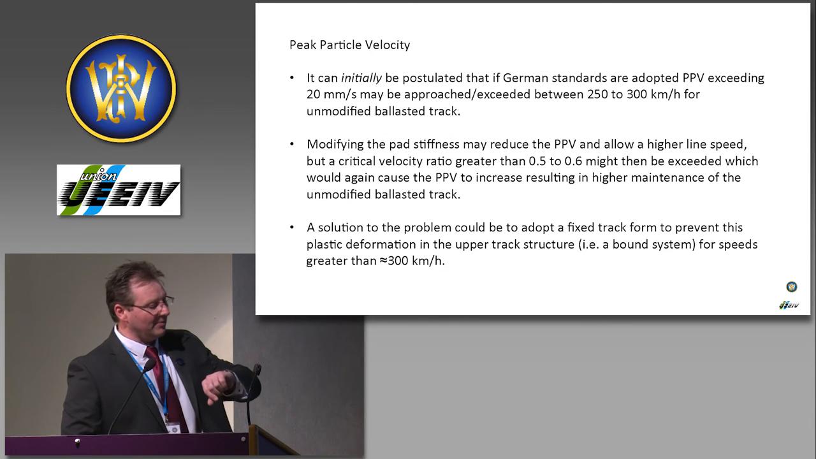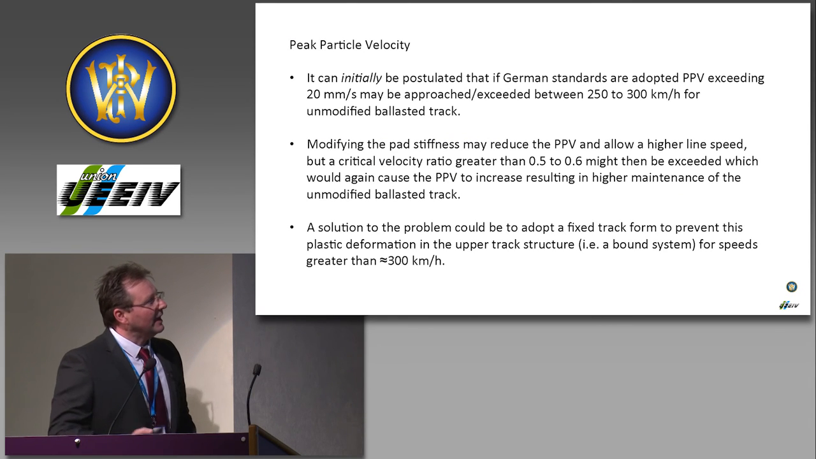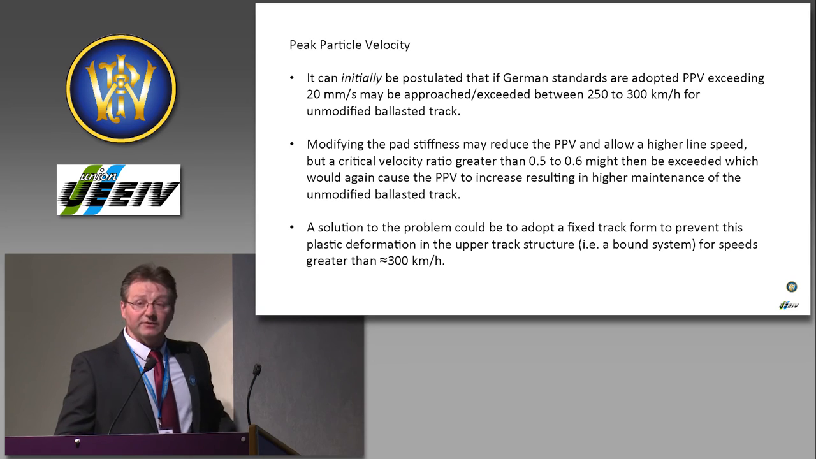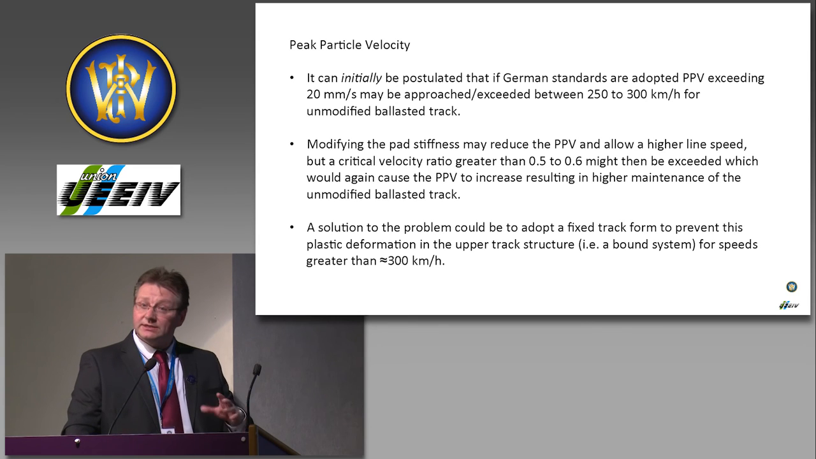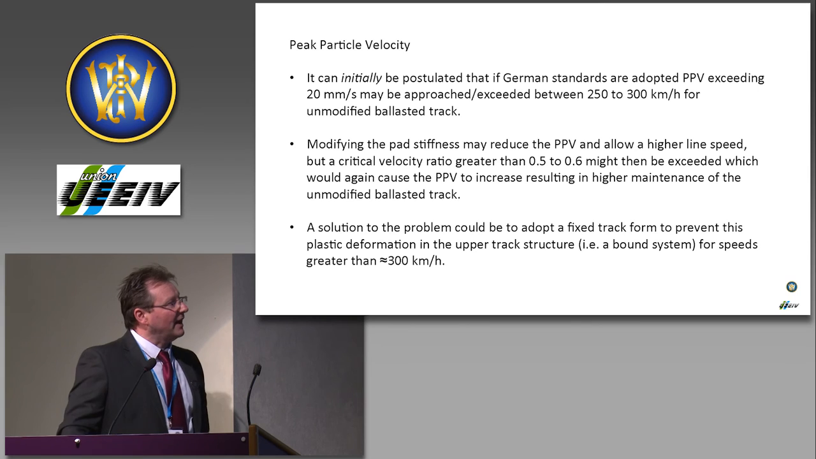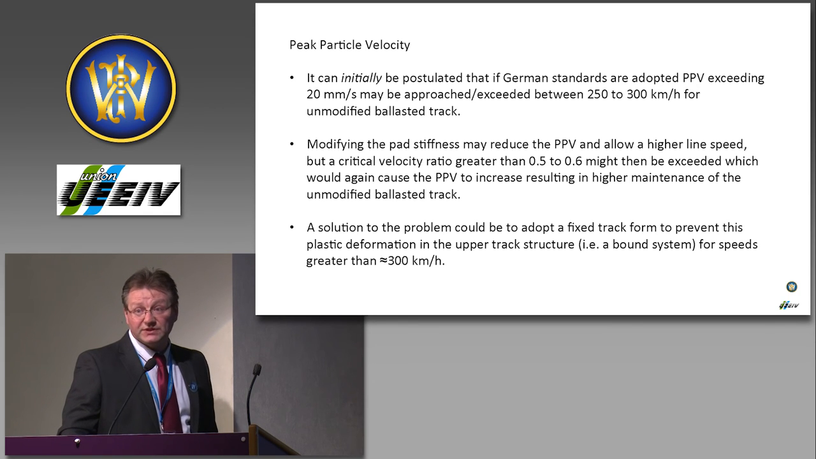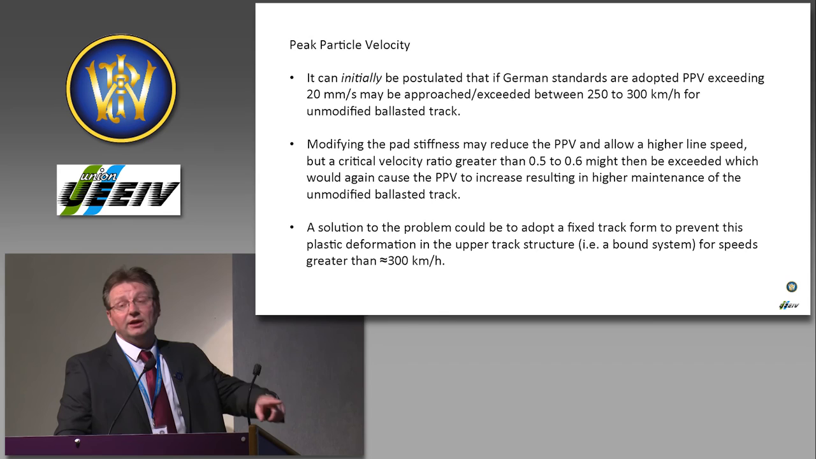Conclusions. So I think I'm almost spot on for time. It can be initially postulated that if the German standard is adopted, 20 millimeters per second may be approached. All it means is that you might have slightly more maintenance to do. That's what it means. Modifying pad stiffnesses can reduce the peak particle velocity and allow a higher line speed, but a critical velocity ratio higher than 0.5 to 0.6 would actually start to make it go the other way.